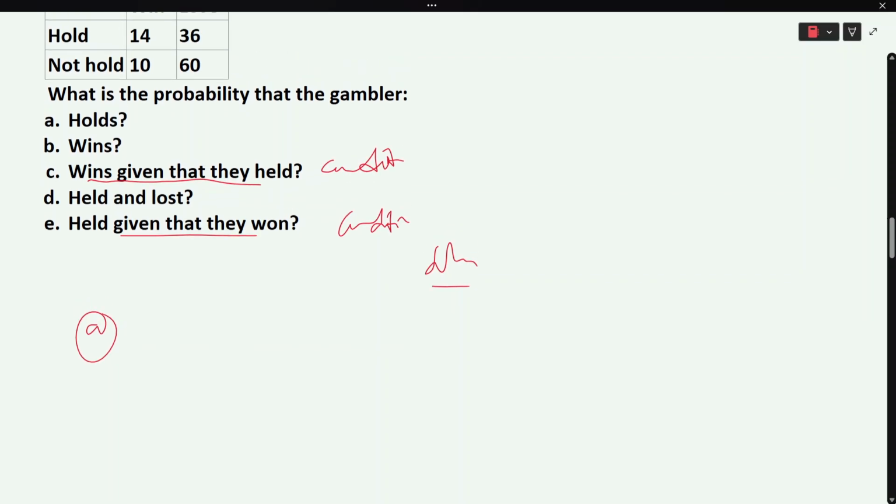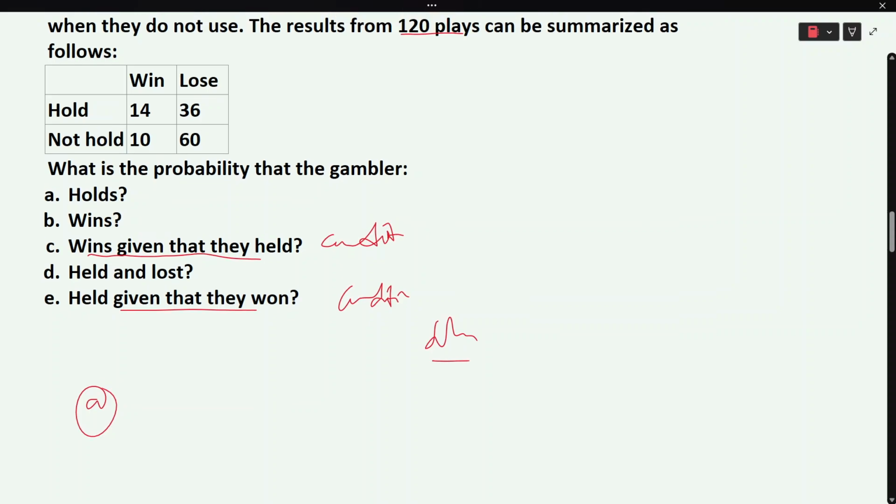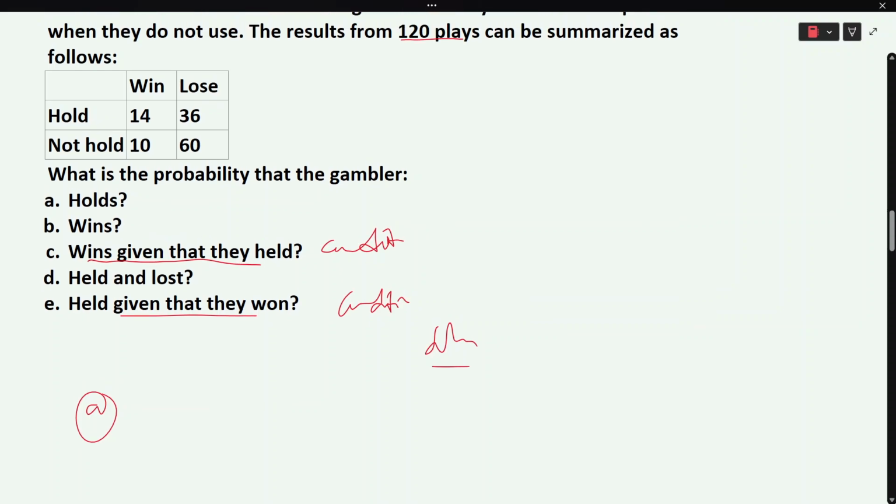What is the probability the gambler holds? So if you hold, you can either win or lose. Let's find the total here. Here you can apply the marginal probability. We have 14, 36. The total number of hold is 50.